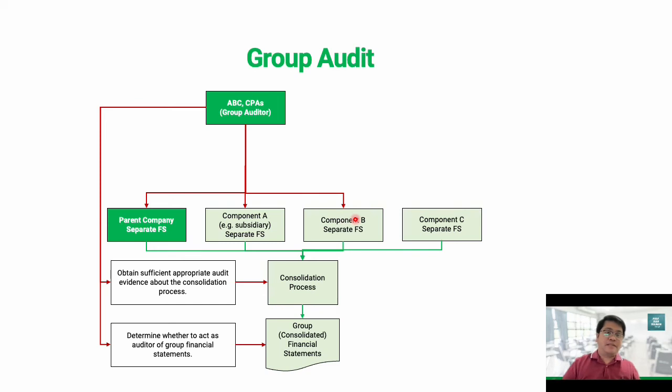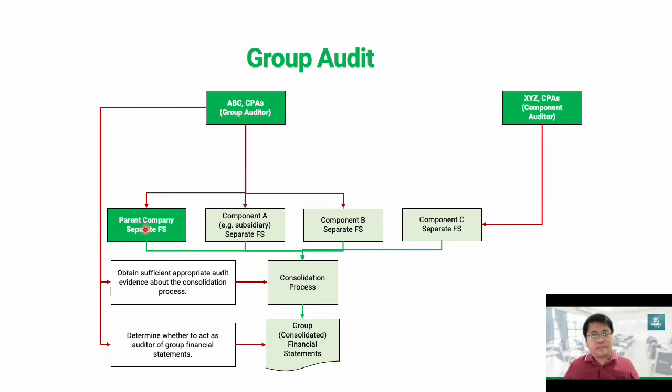But the problem is that, as mentioned earlier, it's possible that one or some of the components in the group may be audited by another auditor. Like, for example, in this case, ABC and Company CPAs audit the FS of the parent company, component A and component B, but not component C. Component C is being audited by another auditor, like, for example, XYZ CPAs. So this XYZ CPAs is what we call a component auditor.